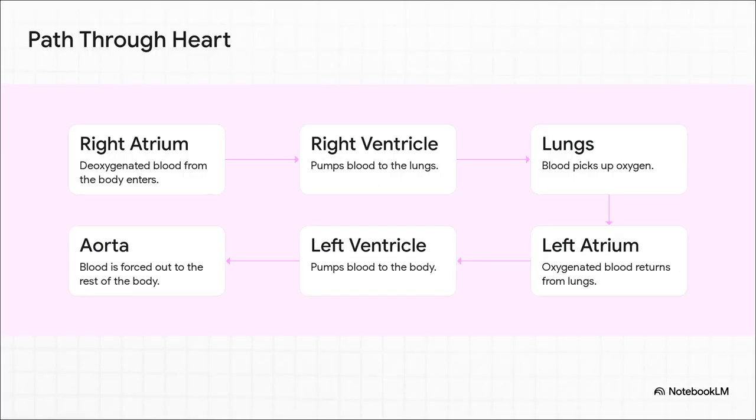And this is the engine room, the heart itself. Just follow the flow. Blood without oxygen comes into the right side, gets a quick trip to the lungs for an oxygen top-up, then it comes back to the left side, and finally, the super powerful left ventricle pumps that fresh, oxygenated blood out to the entire body. It's a double-loop system, powered by one amazing pump.